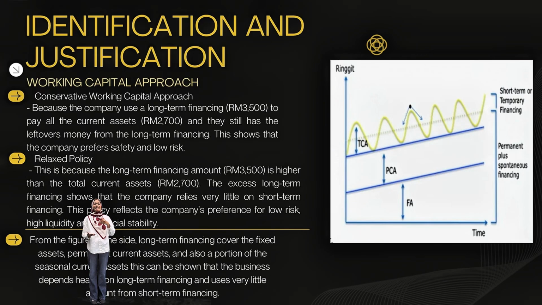Alright, so this company uses a relaxed financing policy. Why do you ask? Because the long-term financing is 3,500, which is more than the total current assets of 2,700. So this company does not depend much on short-term financing. In simple words, they use their long-term funds to cover their needs. A relaxed policy shows that this company prefers low risk, high liquidity, and stable financing management. So overall, this company is playing it safe to stabilize their company.